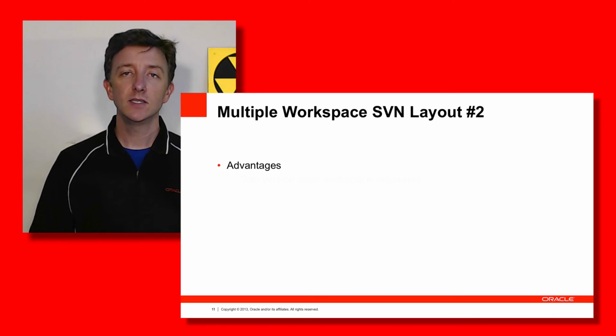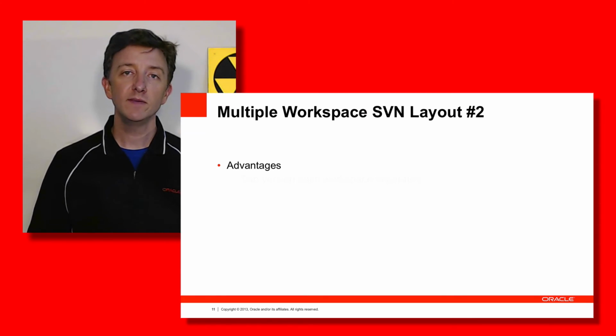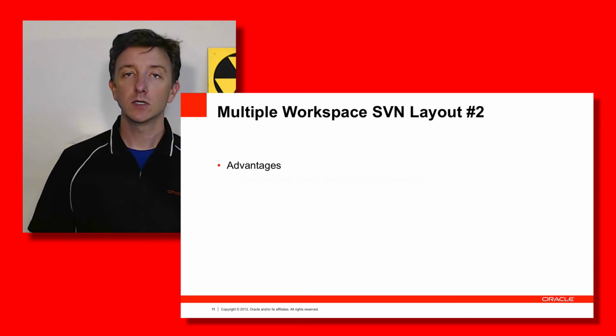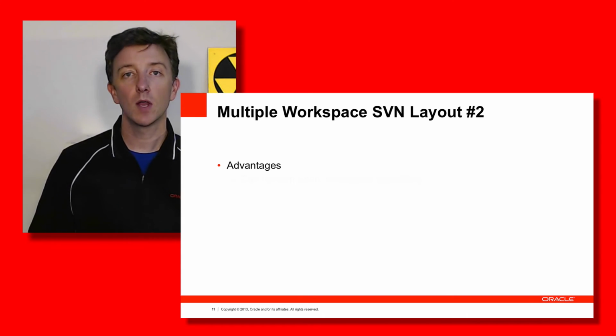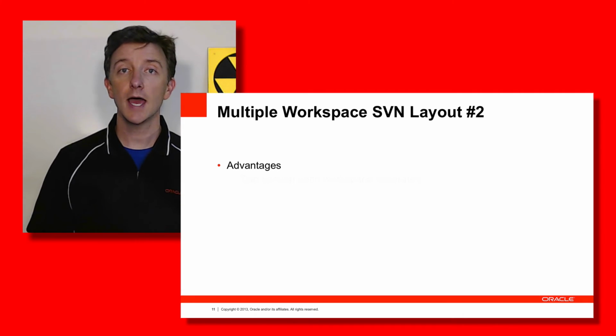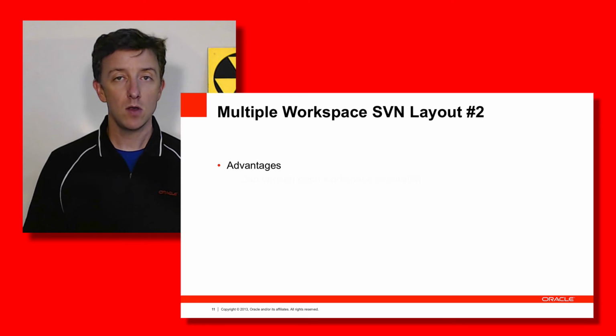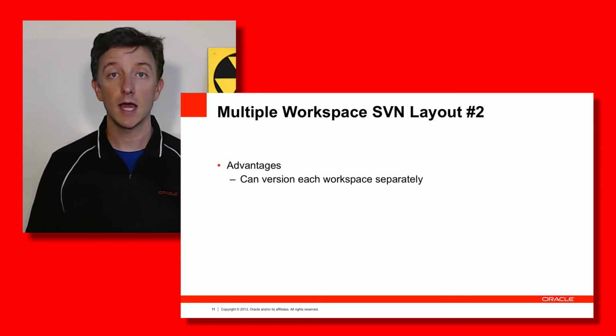So what are the advantages of this Subversion repository layout scheme? Well, previously we had all the workspaces under a trunk or a single branch or tag, and you had to check them all out together or not, and they're all versioned together under a specific branch or tag. Well, in this scheme, no, they're actually versioned under separate branches or tags.